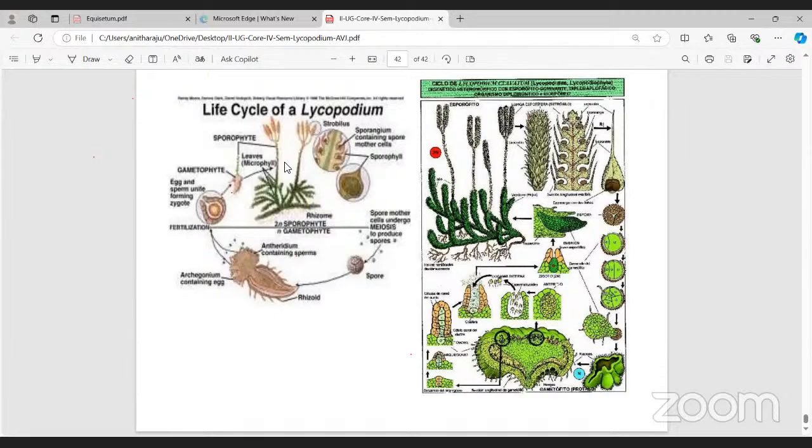Yes, sir. Right. Any doubt in Lycopodium? Section cutting completed. Was it explained or not? Hello?